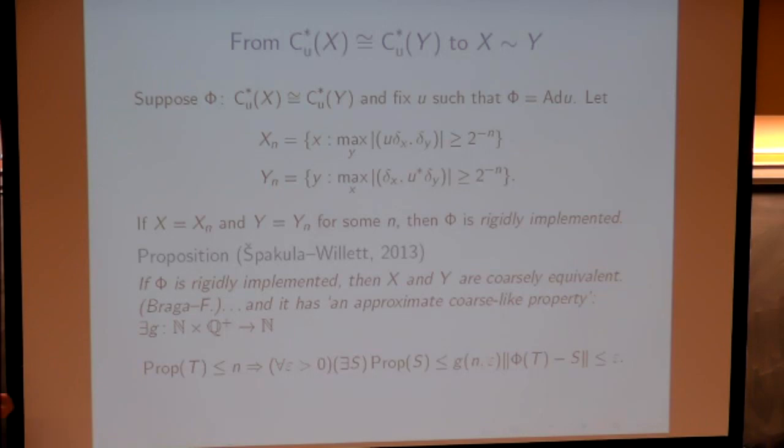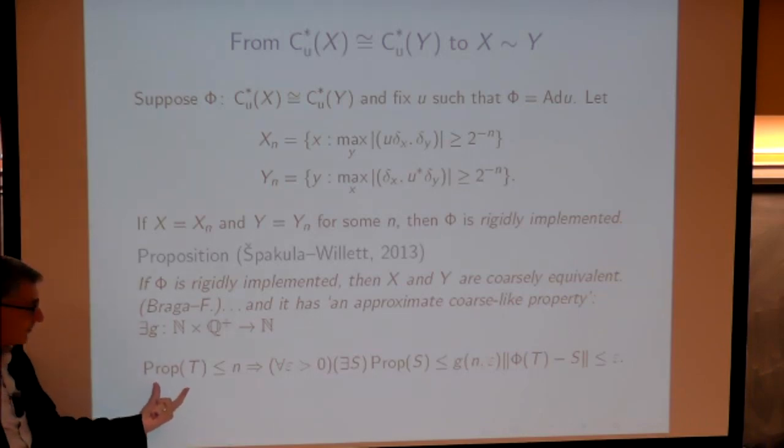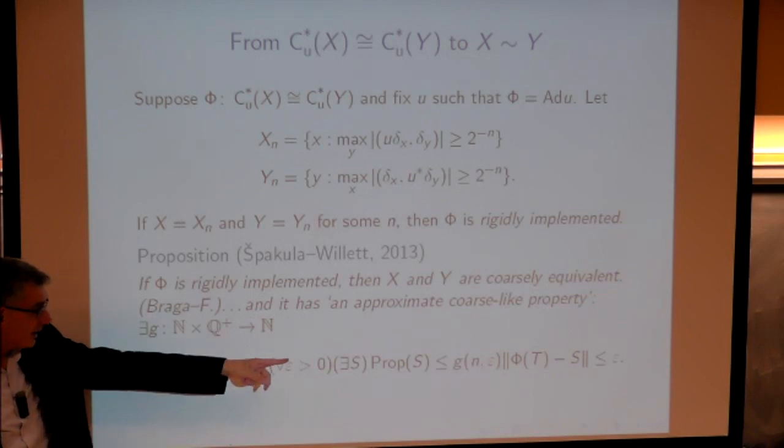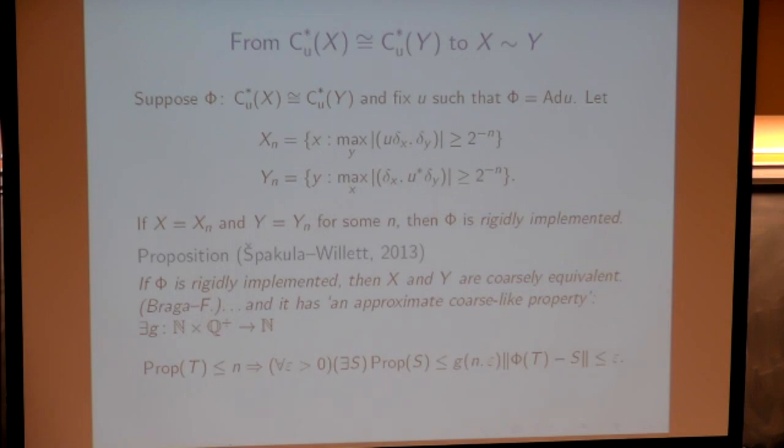So you see now, if you know the propagation of an operator, then for every epsilon, we can uniformly approximate it by an operator of fixed propagation. And the proof is basically the Baire category theorem. Once you set up things properly, it's really just the Baire category theorem. Right. So if it is implemented rigidly, then we are fine. But you know, can it happen that it's not?